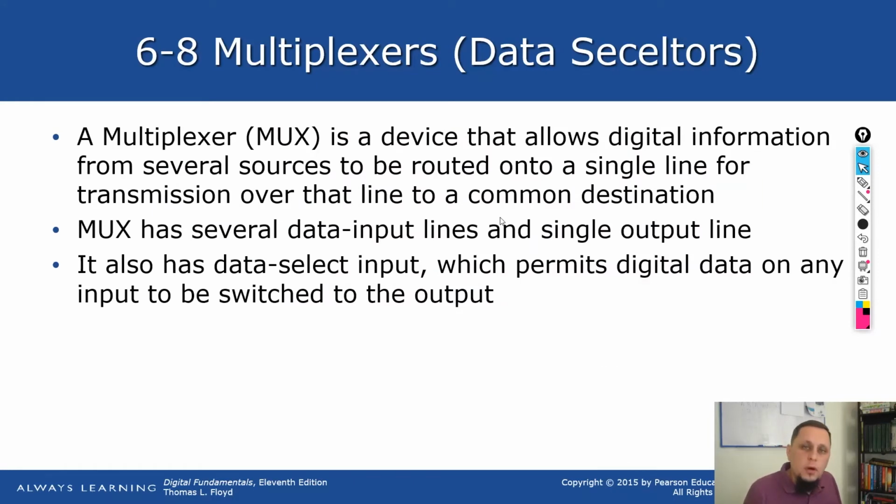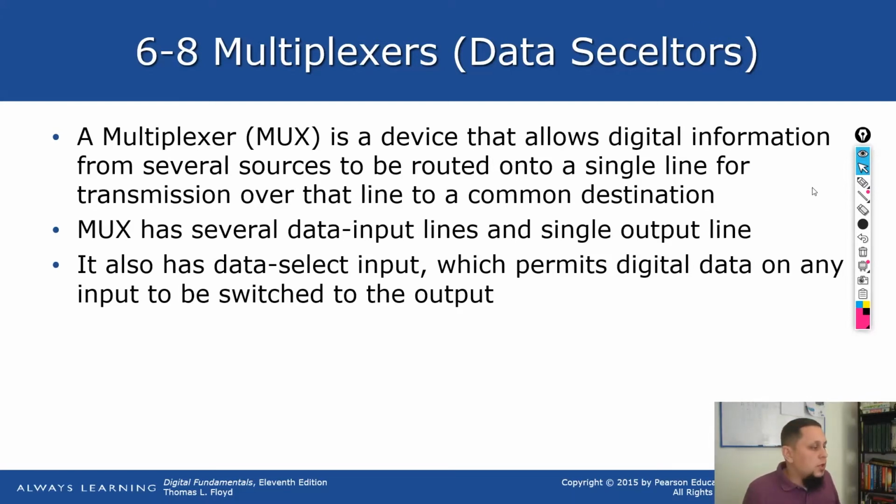We have the multiplexer. So what is a multiplexer? It can select the data, right? So these are data selectors. The device allows digital information from several sources to be routed into a single line. So if you have multiple inputs, these multiple inputs can be transmitted through the single line. This is like a parallel to serial conversion. You have the parallel inputs, and those parallel inputs can be converted into a single serial output.